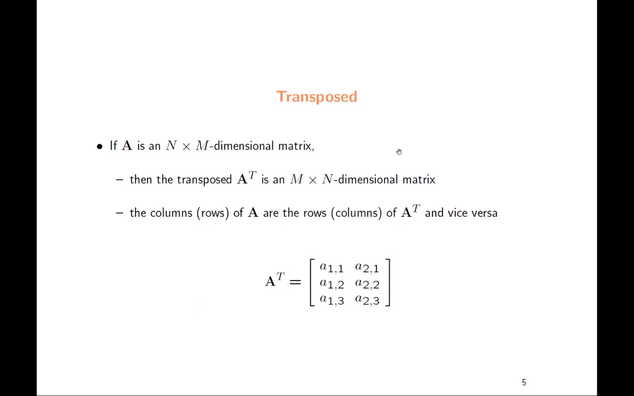So if A is an n times m dimensional matrix, then the transpose A transposed is an m times n dimensional matrix, and the columns of A are the rows of A transposed, or the rows of A are the columns of A transposed. Here we show the A transposed of the matrix A, with the elements as noted before: A11, A21, A12, A22, A13, A23. So this is the transpose of matrix A. Now we have 3 rows and 2 columns.